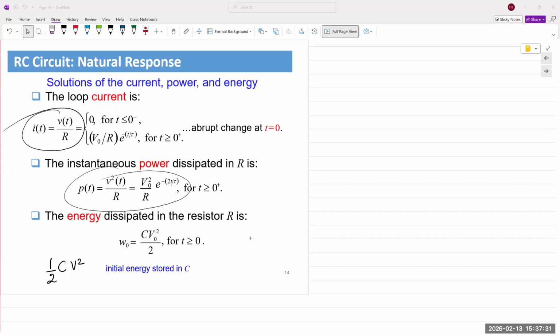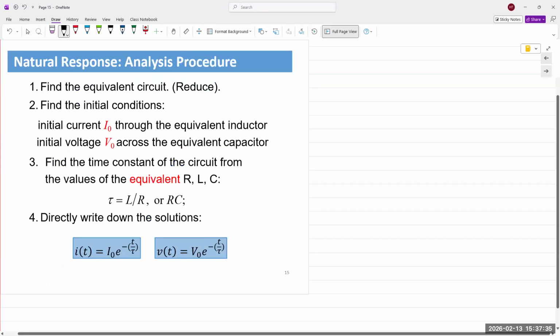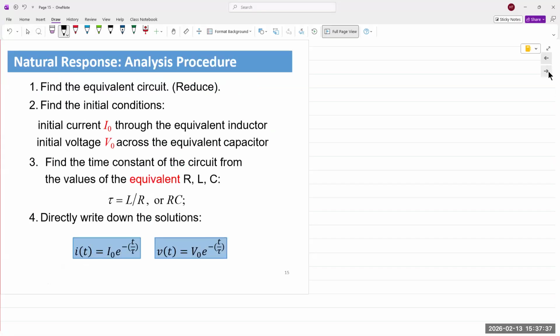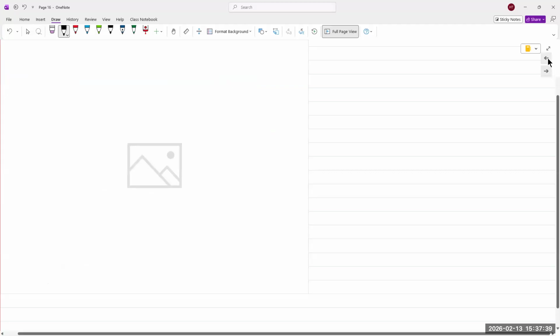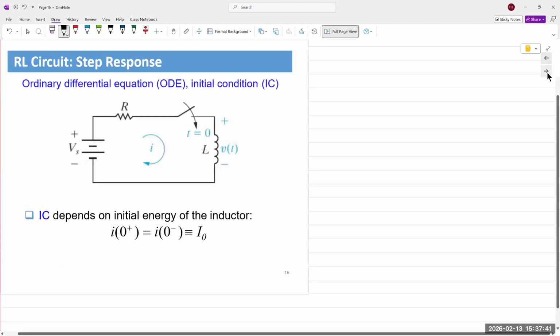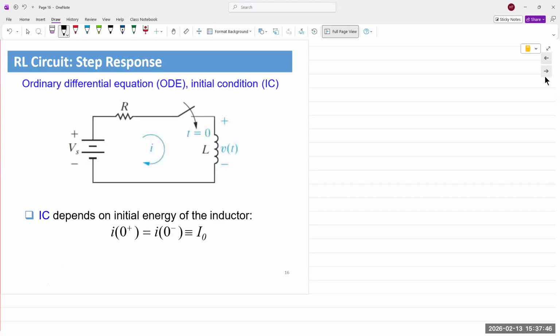The next page is a summary of the approach, but I'm going to skip over that because there is another summary page later on that describes all four circuits. Okay, so we have two more circuits. Again, very similar. This time we have an inductor. We are charging it from a source. Source is Vs, the resistor R.